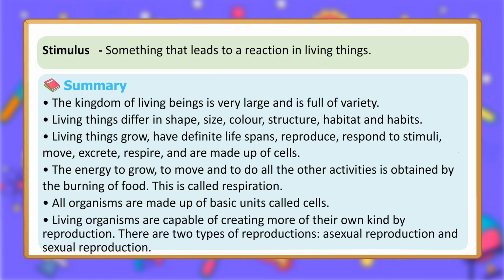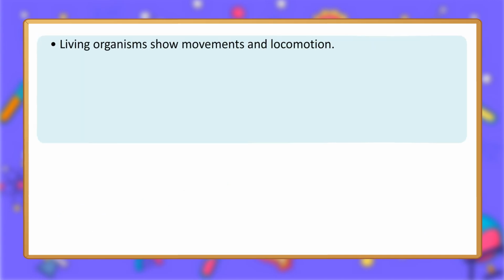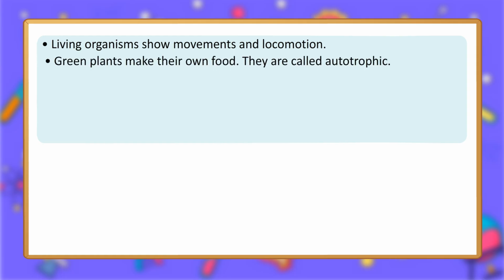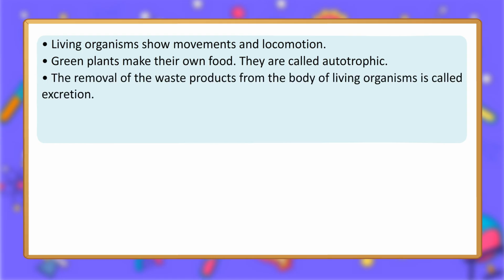Living organisms are capable of creating more of their own kind by reproduction. There are two types of reproduction: asexual reproduction and sexual reproduction. Living organisms show movements and locomotion. Green plants make their own food. They are called autotrophic. The removal of the waste products from the body of living organisms is called excretion. Plants also excrete wastes such as gum, resin and latex.